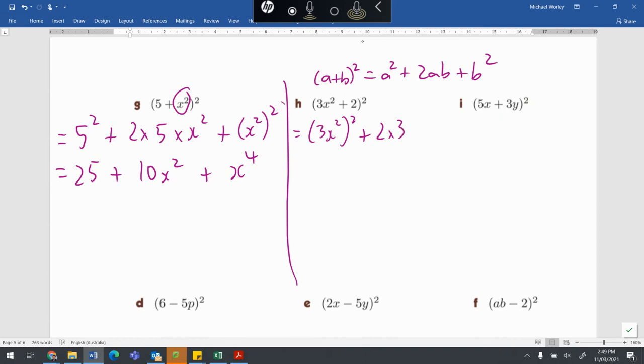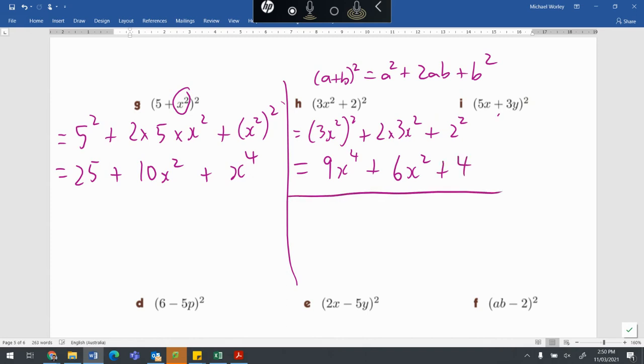It's 2 times 3x squared plus 2 squared. 3 squared is 9. X squared squared is x to the power of 4. So we times them. 6x squared plus 4.